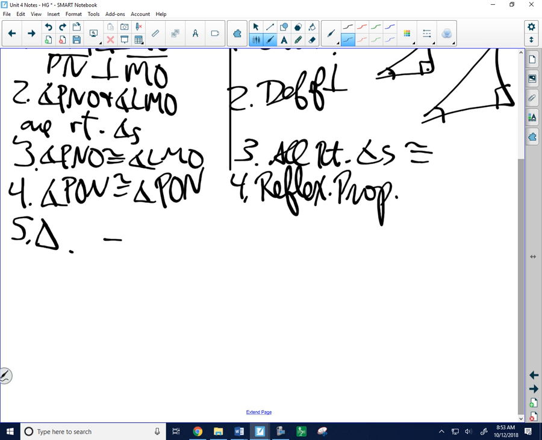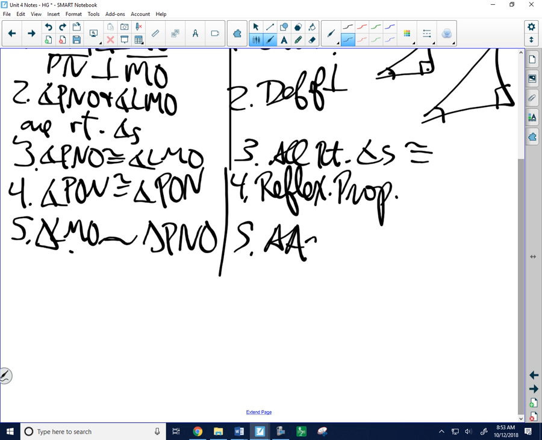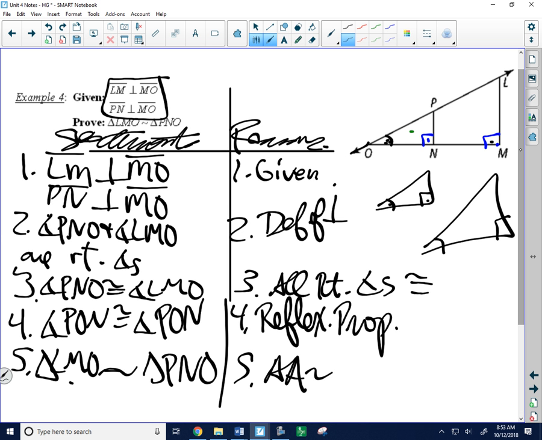What is it? Triangle LMO similar to triangle P and O. I don't understand why you have to do PON and PON. It's like when they have a shared side, you have to say AB congruent to AB. So same thing here. They have a shared angle, so we name the angle congruent to itself.